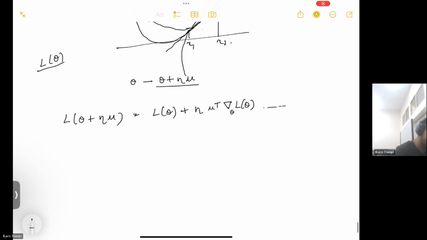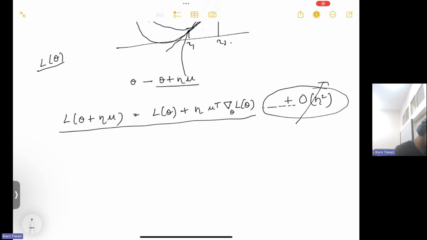Then again, some functions of higher order of eta square will be coming. Suppose eta square is very small because we are moving at a very small pace. So this whole term actually is not needed, because it's a very small quantity. So the linear approximation tells us that if I know the value of L theta, and I follow a direction, then this is the equation which is getting followed.